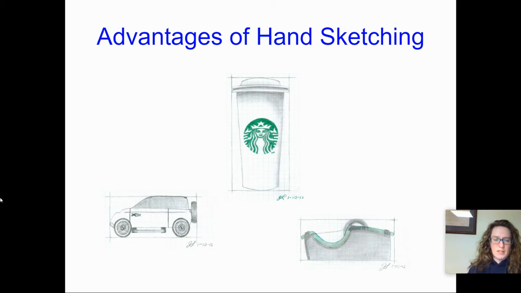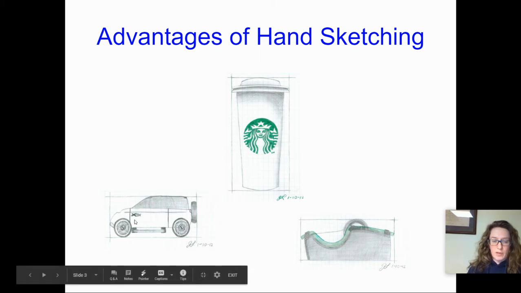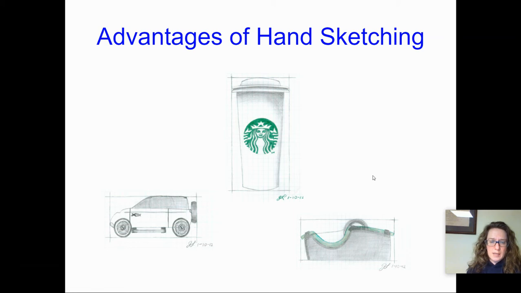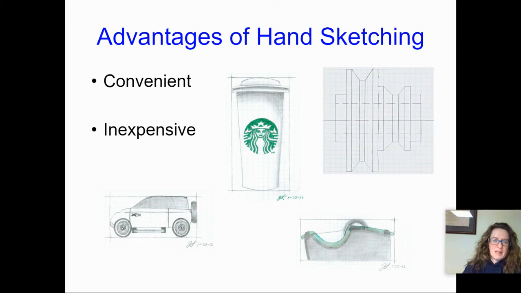these are all what's called a front view. So it's the longest dimension, with the most detail, and the most natural position. You wouldn't put the Starbucks cup on its side. And you can see here there's an initial and a date by each one of those drawings, which you should always do. Okay, it's convenient, it's inexpensive.